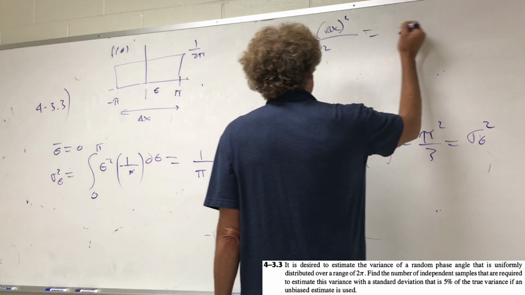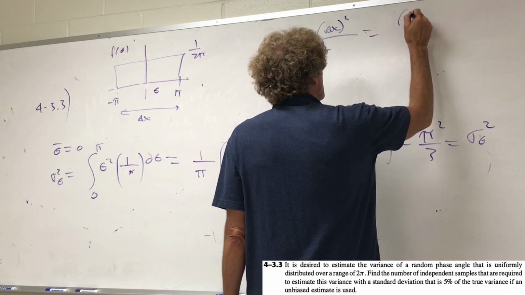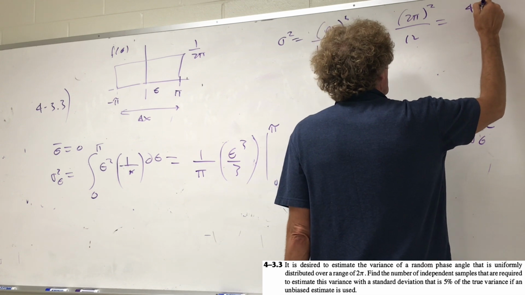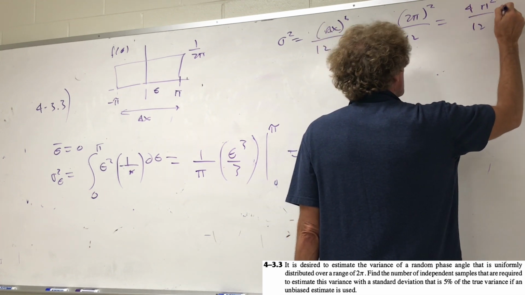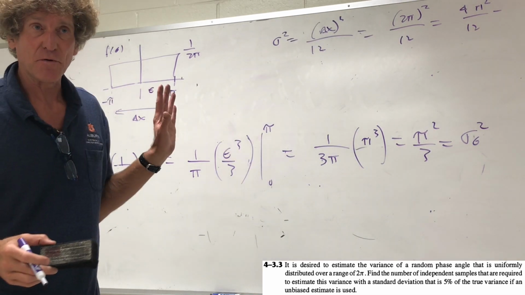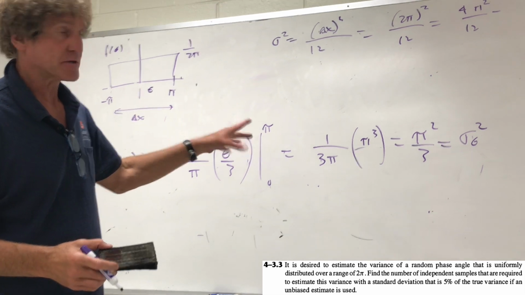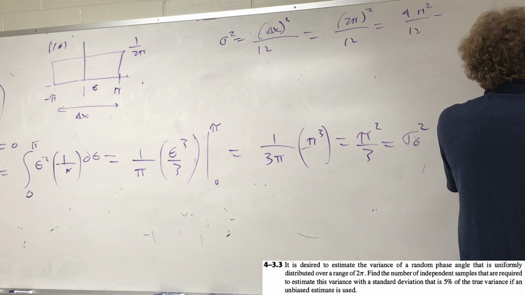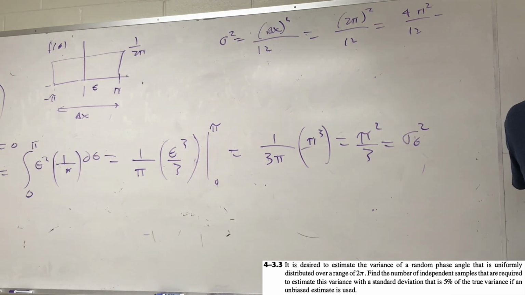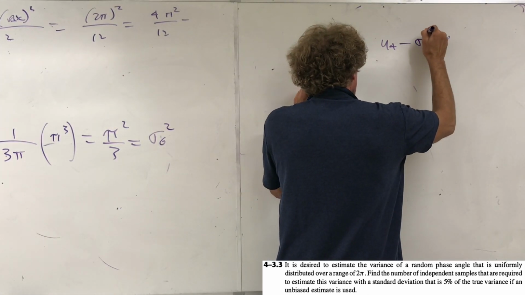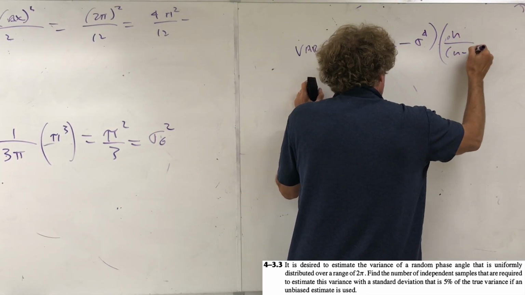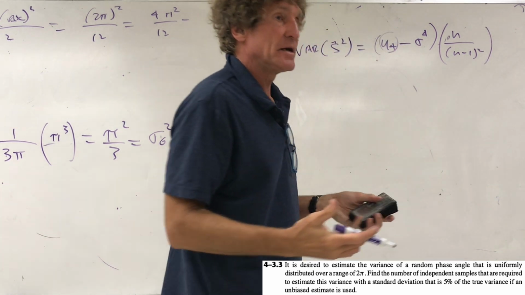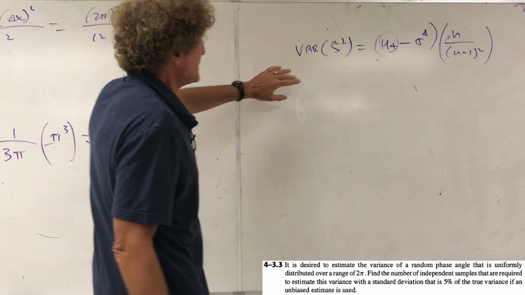Let's see what this turns out to. Delta x is 2 pi, so if we have 2 pi squared over 12, that's 4 pi squared over 12, which is pi squared over 3. They're the same. Remember, it's uniform. Don't trip up and use Gaussian assumptions there, because what do we do with Gaussian? If it's Gaussian, the variance of s squared is equal to mu 4th minus sigma to the 4th, n over n minus 1 squared. But here, mu 4th would be just 3 times sigma to the 4th. It's not. What did he say about this statement?